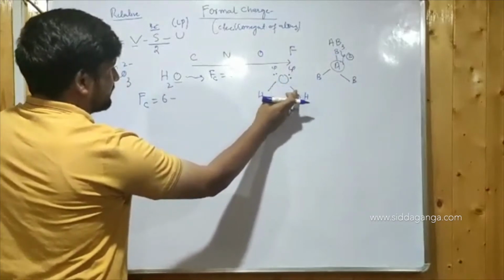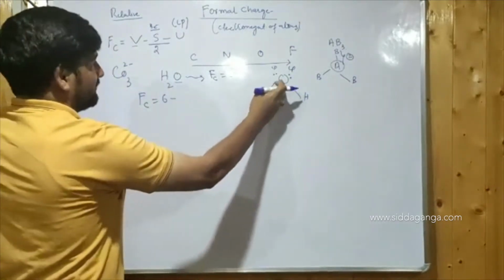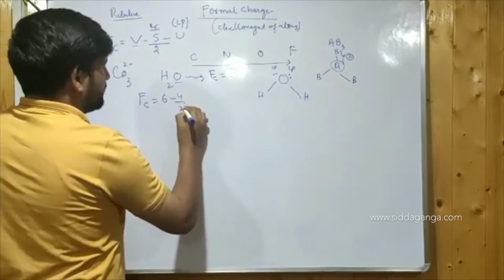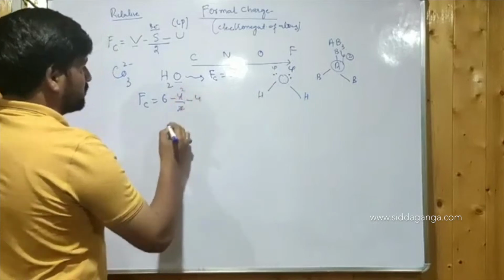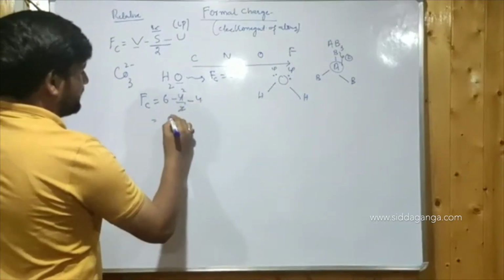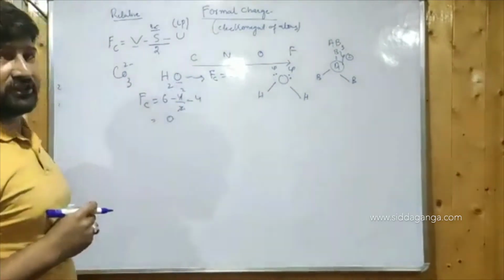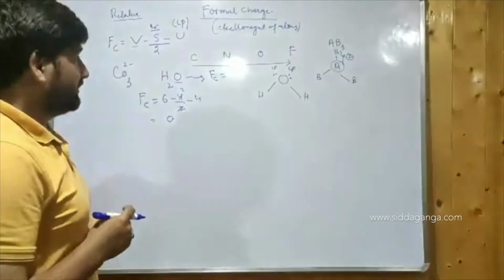Oxygen is sharing how many electrons? 4. So 4 by 2 minus how many are unshared electrons? 4. So that makes it 2 and 4, so 6 minus 6 will be 0. So what's the formal charge on oxygen here? 0. Correct or not? Clear.